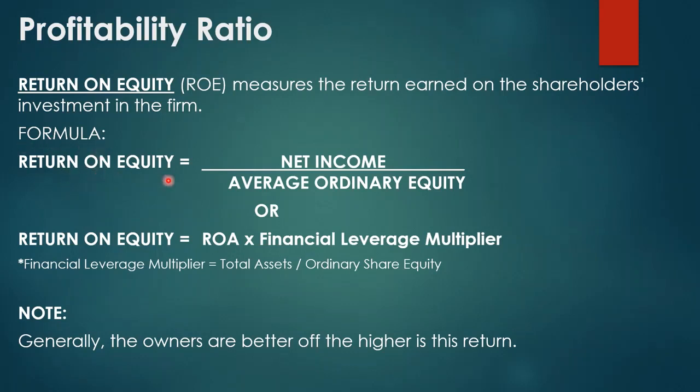Anong formula niya? Return on equity is equals to net income divided by the average ordinary equity, or another formula is return on equity equals ROA times financial leverage multiplier, which is this. Financial leverage multiplier is equals to total assets divided by the ordinary share equity. So, generally, the owners are better off the higher is this return. Kasi, ibig sabihin, titingnan ng shareholders na gaano kalaki yung magiging return sa investment nito. Gaano kalaki yung kikitain niya from his investment. Yun yung value ni return on equity.